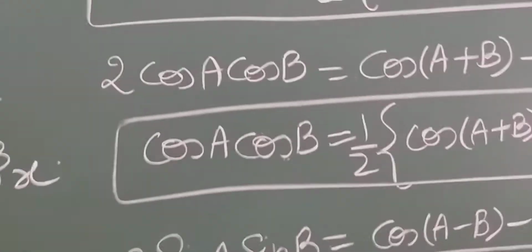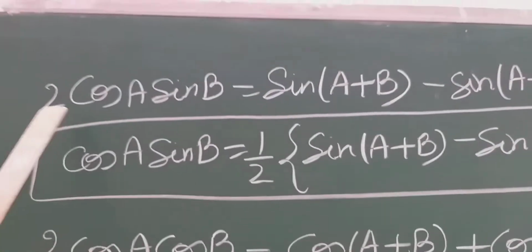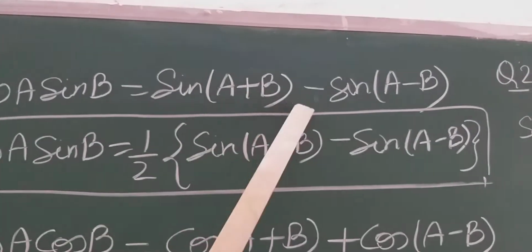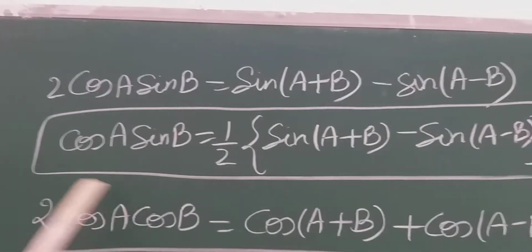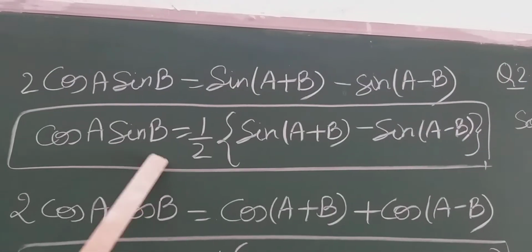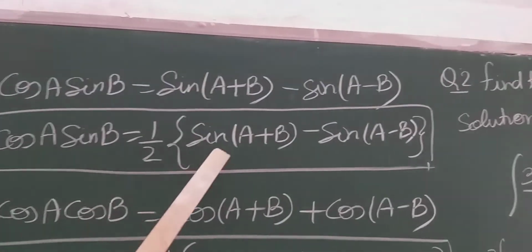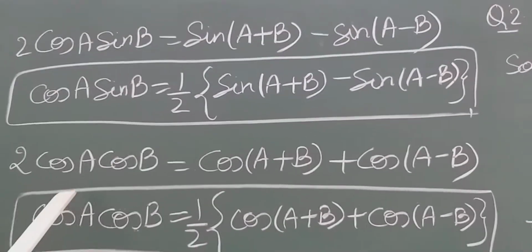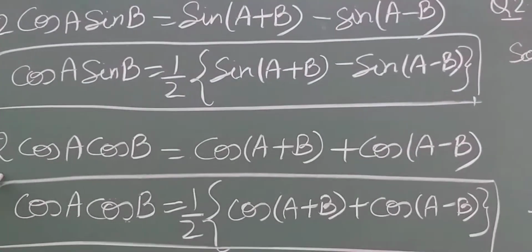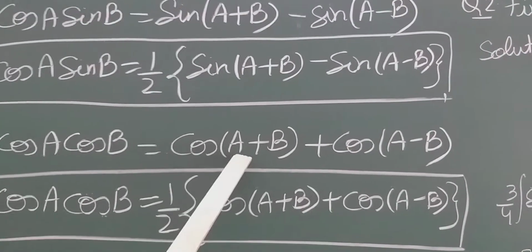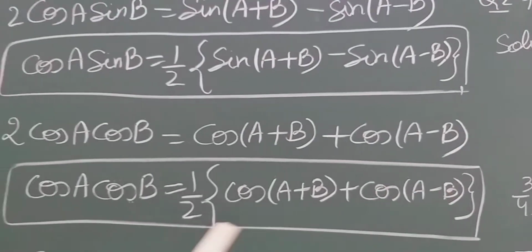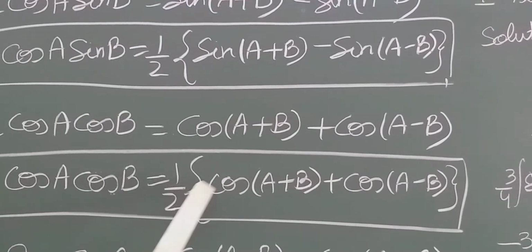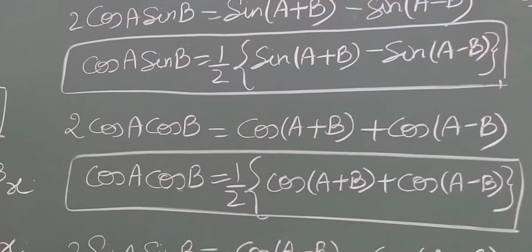Similarly, students, for cos into sin, 2 cos A sin B equals sin(A plus B) minus sin(A minus B). Cos A sin B equals 1 by 2 into (sin(A plus B) minus sin(A minus B)). For cos A cos B, the formula is 2 cos A cos B equals cos(A plus B) plus cos(A minus B). Cos A cos B equals 1 upon 2 into (cos(A plus B) plus cos(A minus B)).